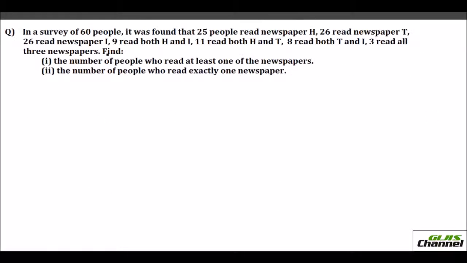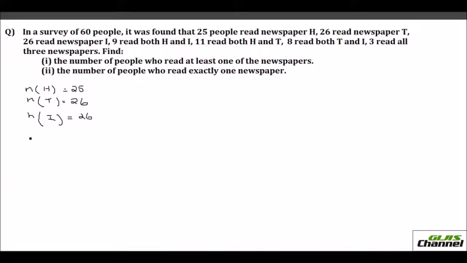And here we have the third question. Here it says, in a survey of 60 people, it was found that 25 people read newspaper H, 26 read newspaper T, 26 read newspaper I again. So N of H is 25, N of T is 26, N of I is 26 again.